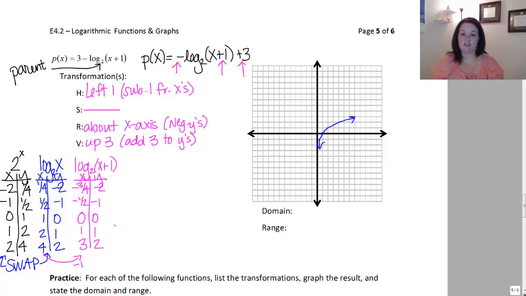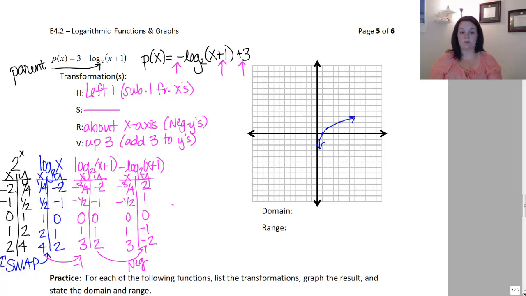The next shift I do is a reflection about the x-axis. So now my function looks like negative log base 2 of x plus 1. Okay. To get that reflection, I negate my y's. So I'm going to take my y's from the previous table and negate them. So now they become positive 2, positive 1, 0, negative 1, negative 2. My x's stay the same, so they are still negative 3/4, negative 1/2, 0, 1, and 3.